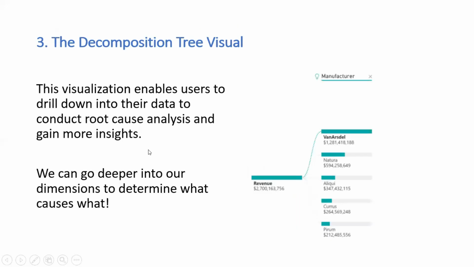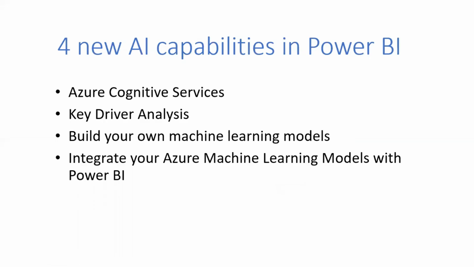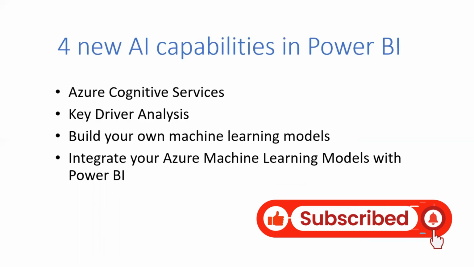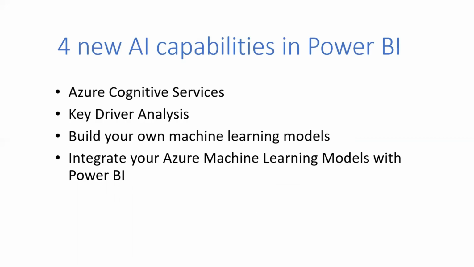Then we have the decomposition tree visual. This is a new visual they have implemented in the newer version. Whenever we have a hierarchical data model, as we have hierarchies in Tableau, and we give the data in the hierarchy, the decomposition tree automatically finds the hierarchy and creates this kind of view. You can also use the new AI capabilities in Power BI: Azure Cognitive Services, key driver analysis, and machine learning algorithms. Everything you can do with Power BI.